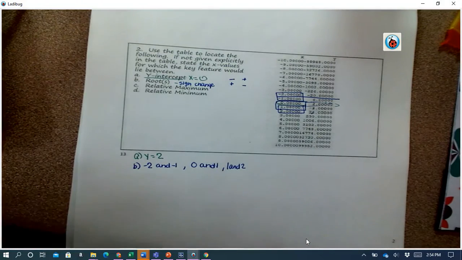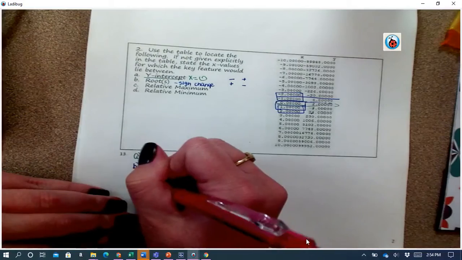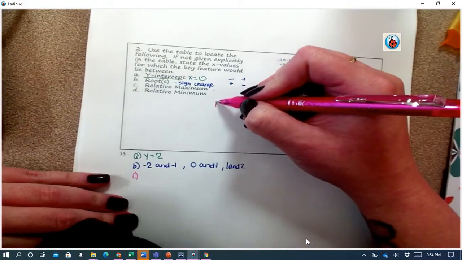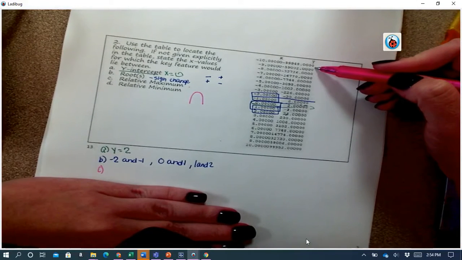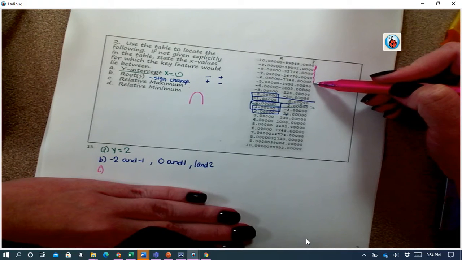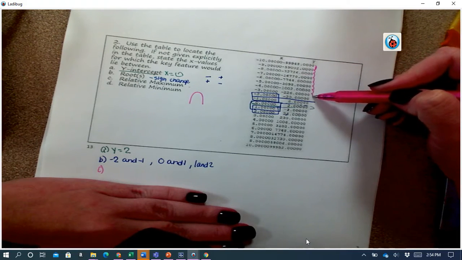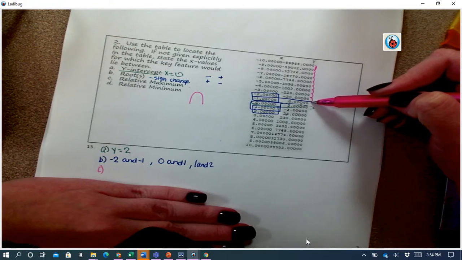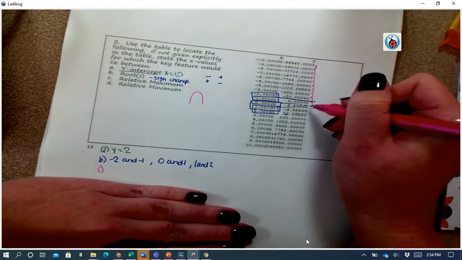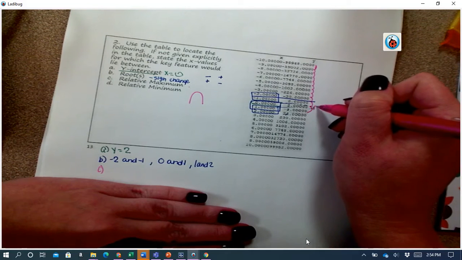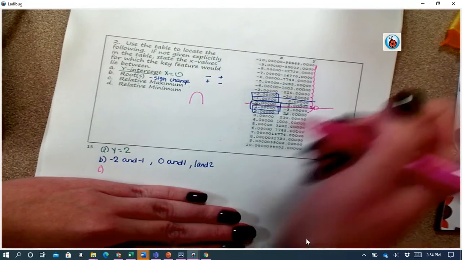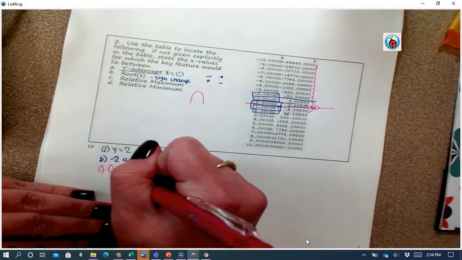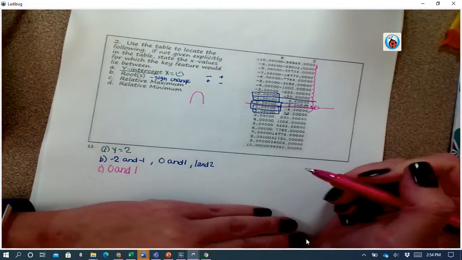Looking at part C, it wants a relative maximum. So a maximum point would be if we were increasing and then decreasing. So let's check our pattern here. Negative, but this is increasing, increasing, increasing, increasing, increasing, increasing, increasing, increasing, increasing, increasing. And then from 2 to -2 is a decrease. So that means right in here, between 0 and 1, would be a relative maximum.